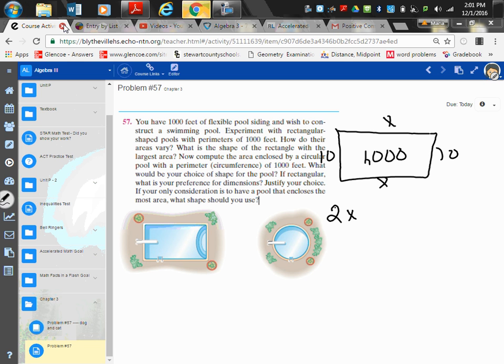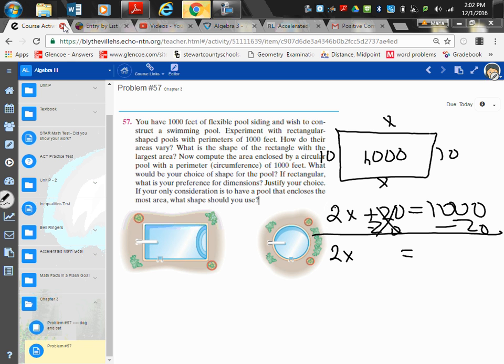All right, so at this point, I'm going to solve my equation. I'm going to subtract 20 from both sides. So 2x equals 980. So now what am I going to do? Divide by 2. So x would equal 490.